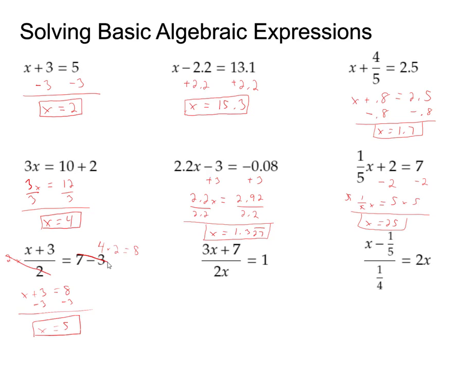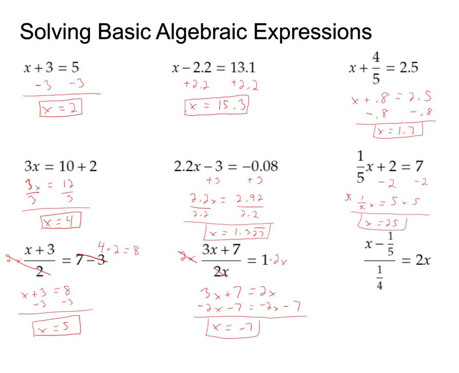In the middle, we have 3x plus 7 over 2x is equal to 1. So we're going to multiply both sides by 2x, and that's going to leave us with 3x plus 7 is equal to 2x. And what we're going to do is subtract 2x from both sides. We're also going to subtract 7 from both sides. And that will simplify to x is equal to negative 7.